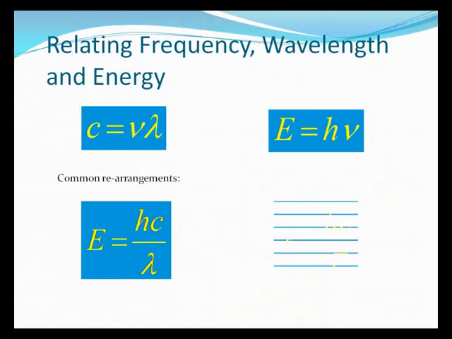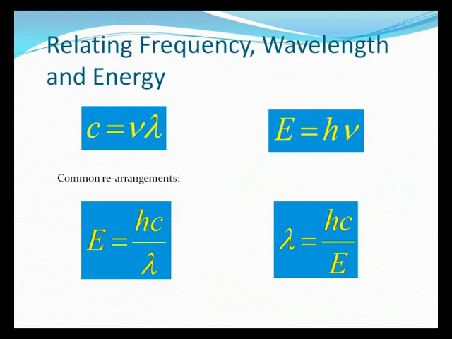And the calculations that are possible are this. The speed of light is nu times lambda. Energy is h times nu. And since lambda is related to nu by the speed of light, we come up with energy also equaling hc over lambda. Or, if we know the wavelength, we can get the energy. Likewise, if we know the energy, we can get the wavelength. And those are common rearrangements that will be on the problem sets.